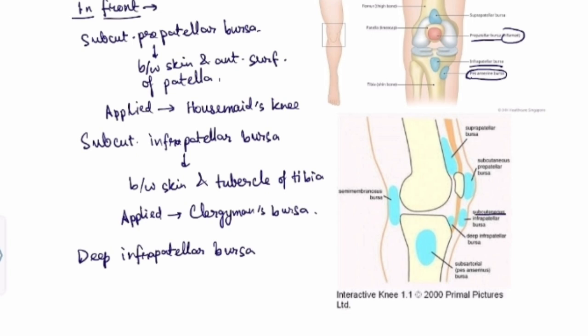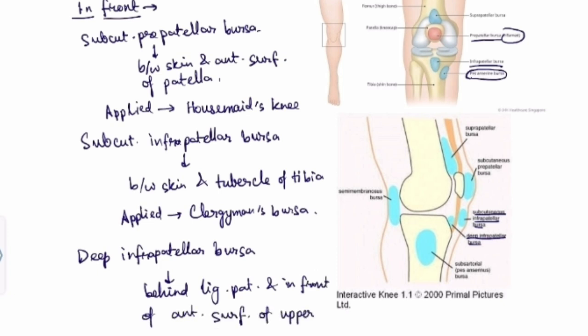See here they have shown subcutaneous infrapatellar bursa and deep infrapatellar bursa. Behind ligamentum patelli. See this is the ligamentum patelli. That's behind the ligamentum patelli, behind ligamentum patelli and in front of anterior surface of upper end of tibia.